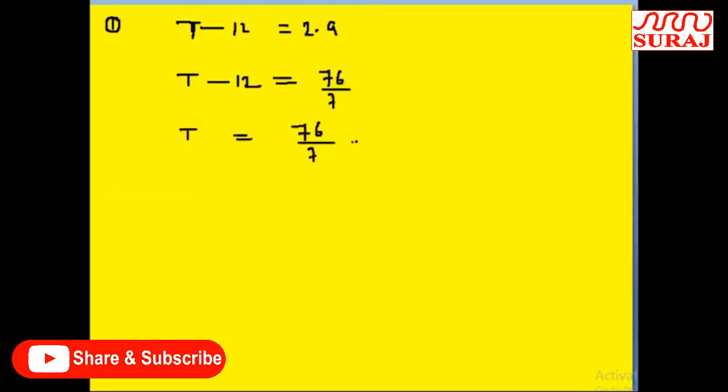So it is 5.43 meter per second square. If we get the acceleration, then you can put the acceleration in any of the following equations. 38 by 7 we will put here. T minus 12 equals 2a. This is equation number 1.